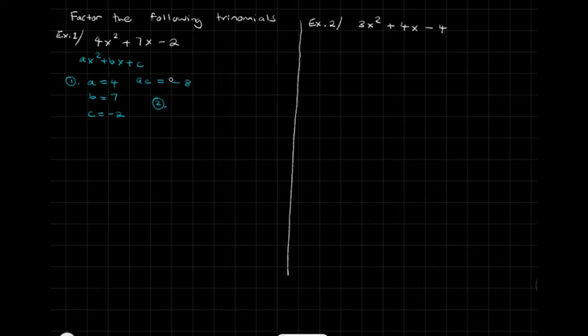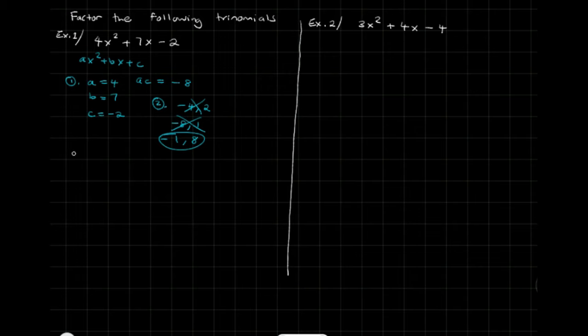So two numbers that multiply to negative 8 include negative 4 and positive 2. However, that doesn't add up to 7. So let's try negative 8 and 1, or negative 1 and positive 8. Okay, these also multiply to negative 8, but only negative 1 and 8 add up to 7, right? So we're going to eliminate the other pairs.